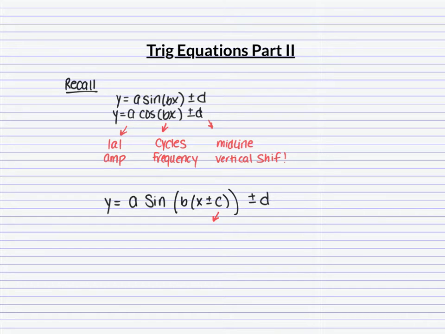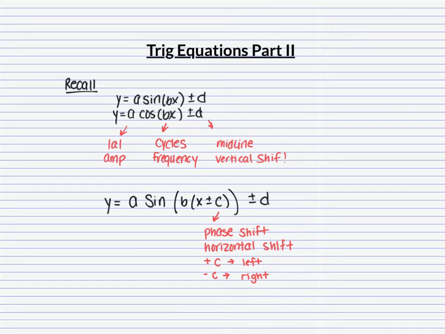Now, this plus or minus c is what we call a phase shift. And a phase shift is a fancy way of saying a horizontal shift. And if you remember from shifts in general, if we have a plus c, that means we go left. It's always opposite of what we think it is. And if we have a minus c, that means we are moving right.